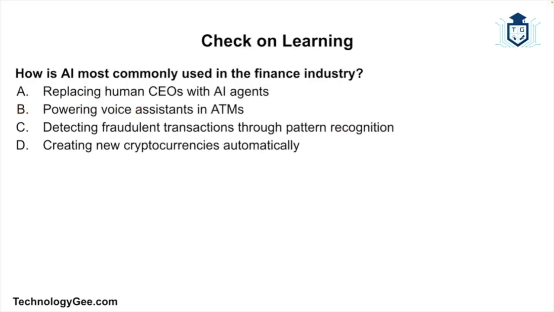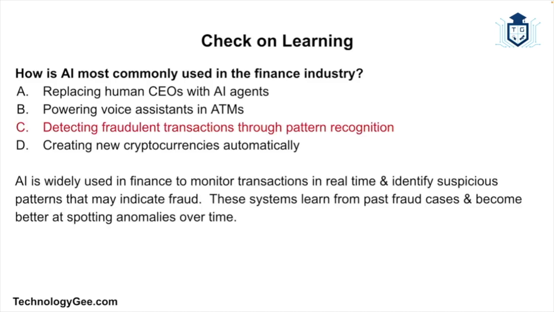How is AI most commonly used in the finance industry? Is it replacing human CEOs with AI agents? Is it powering voice assistants in ATMs? Is it detecting fraudulent transactions through pattern recognition? Or is it creating new cryptocurrencies automatically? And the correct answer is it is detecting fraudulent transactions through pattern recognition.